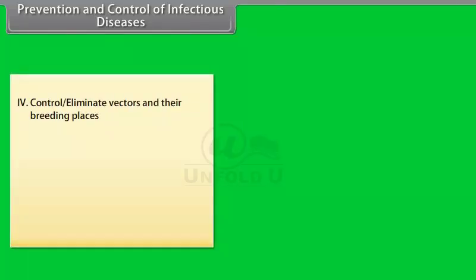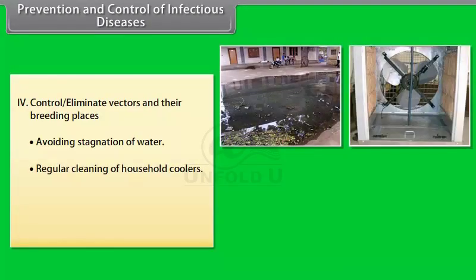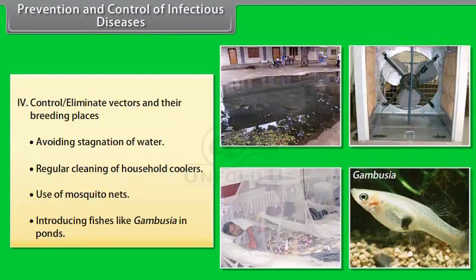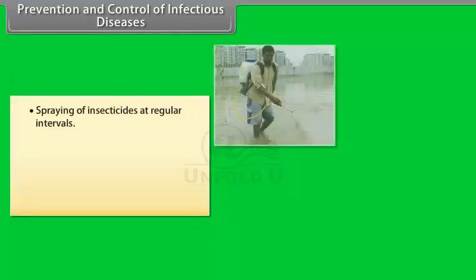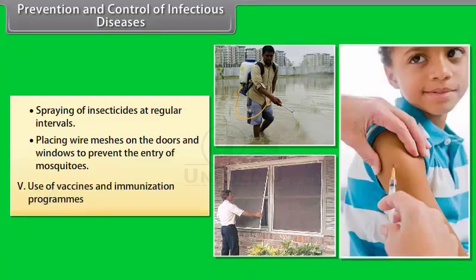Eliminate vectors and their breeding places. Avoid stagnation of water. Regular cleaning of household coolers. Use of mosquito nets. Introducing fishes like gambusia in ponds. Spraying of insecticides at regular intervals. Placing wire meshes on the doors and windows to prevent the entry of mosquitoes. Use of vaccines and immunization programs.